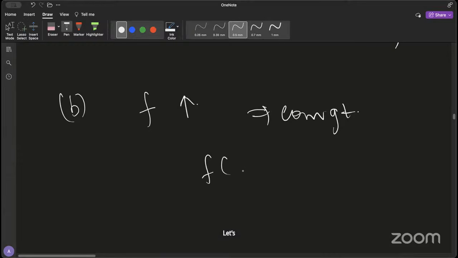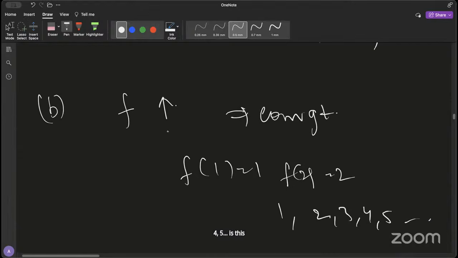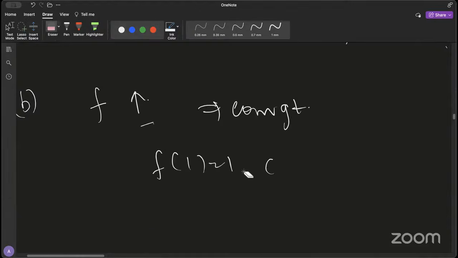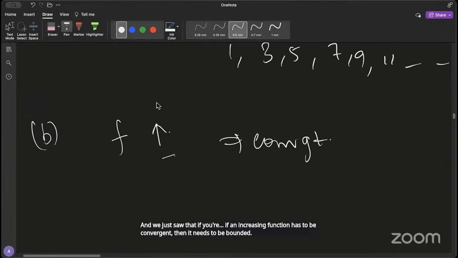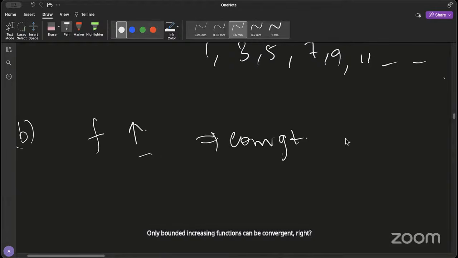Let's take this one. 1 is mapped to 1, then 2 is mapped to 2, 3 is mapped to 3. That means this has 1, 2, 3, 4, 5. This is definitely increasing. Can I say it's convergent? We just saw that if an increasing function has to be convergent, then it needs to be bounded. That means all increasing functions cannot be convergent. Only bounded increasing functions can be convergent, right? That means this should be incorrect.